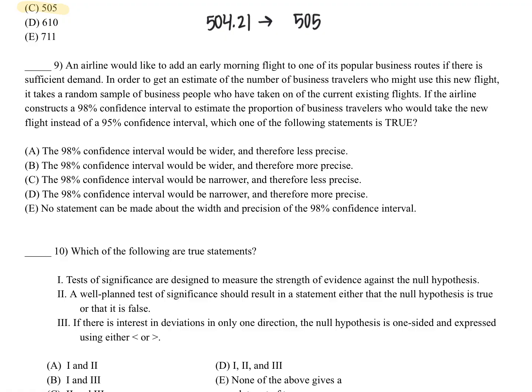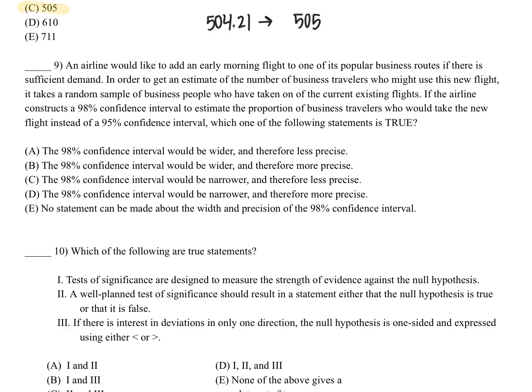The next question says, an airline would like to add an early morning flight to one of its popular business routes if there is sufficient demand. In order to get an estimate of the number of business travelers who might use this new flight, it takes a random sample of business people who have taken one of the current existing flights. If the airline constructs a 98% confidence interval to estimate the proportion of business travelers who would take the new flight instead of a 95% confidence interval, which of the following statements is true?